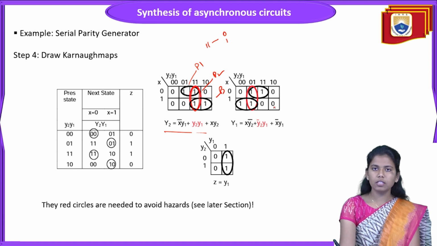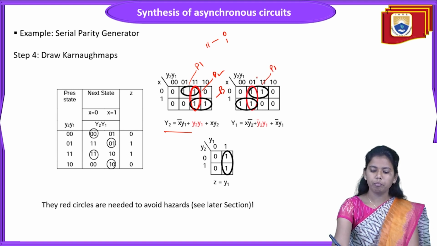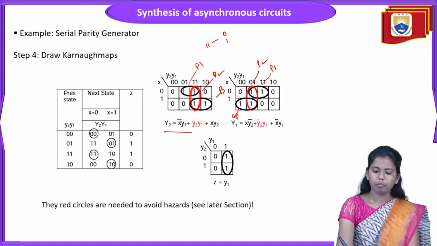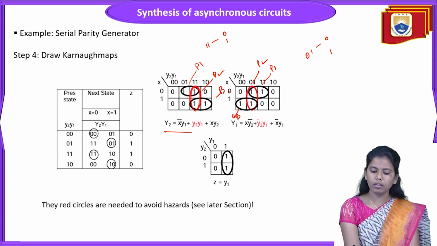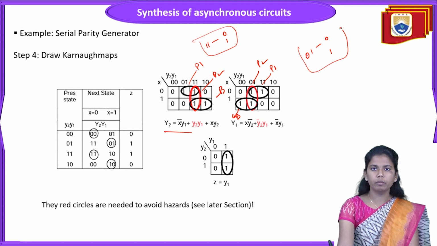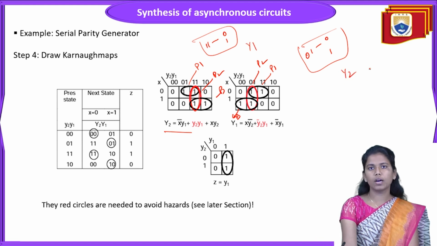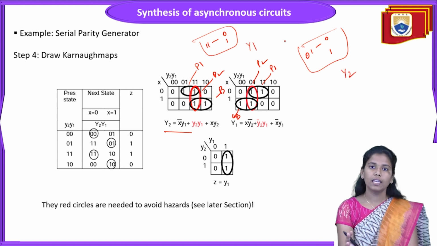In this y1 also we see the pairings p1, p2 and p3. Out of these three pairings, we see one pairing is common, that is at 0, 1, 0 and 1. So this is 0, 1 with respect to 0 and 1. So these are the two common pairings with respect to y1 and y2. These two, y1 and y2, are nothing but the next states.